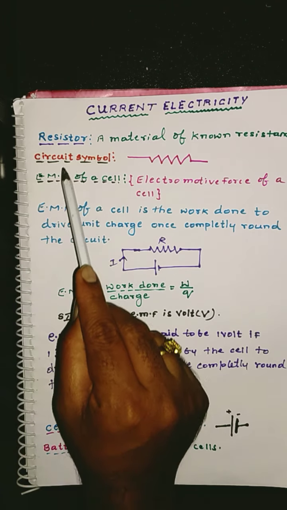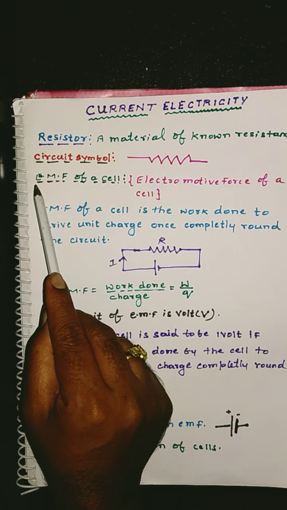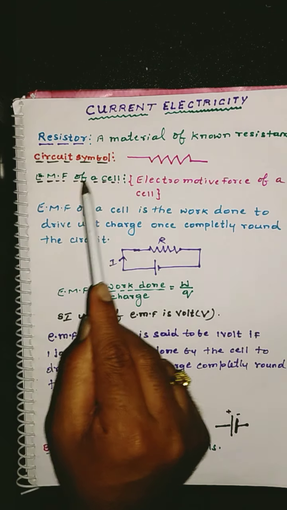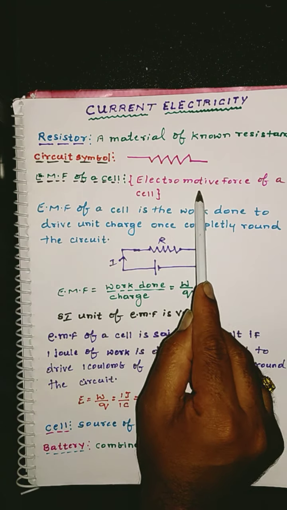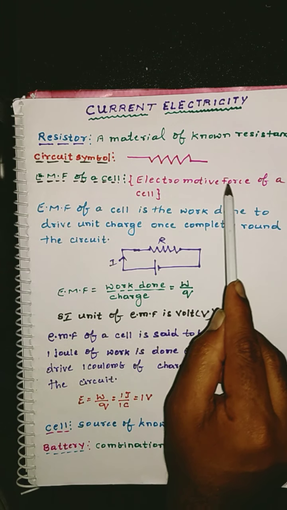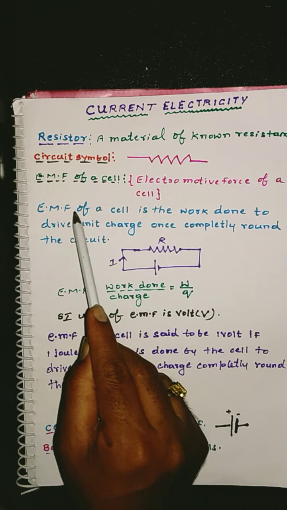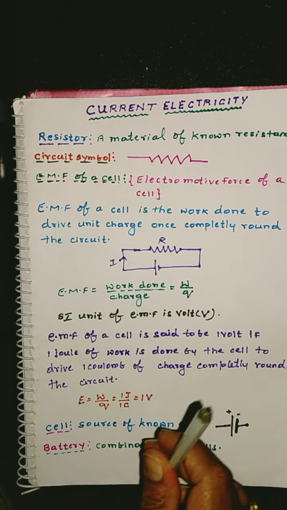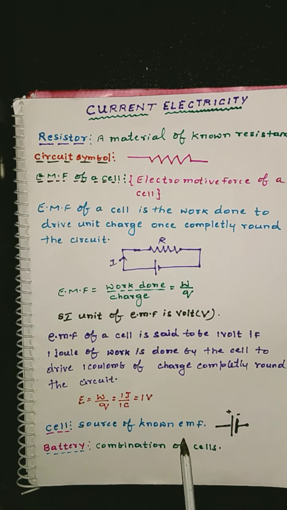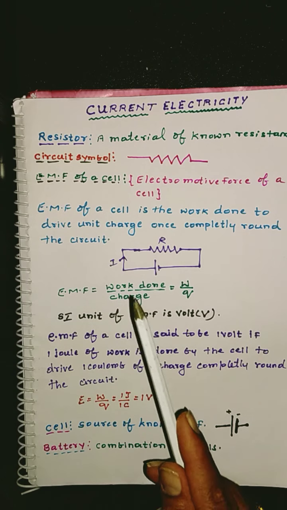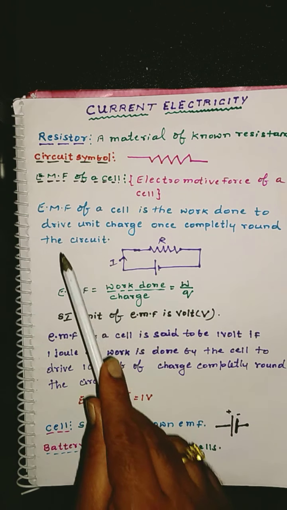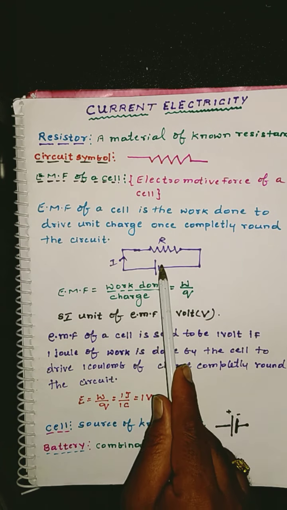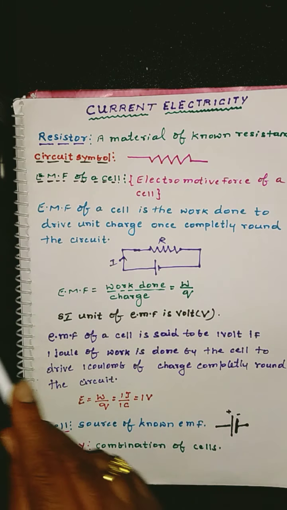Next to understanding the resistor, we have to know about the EMF of a cell. What is EMF? EMF represents electromotive force. Electromotive force is called EMF. So, EMF of a cell. Basically, what is a cell? A cell is a source of EMF, and when you connect a cell in a circuit, the main intention of connecting a cell in a circuit is to drive current in the circuit.